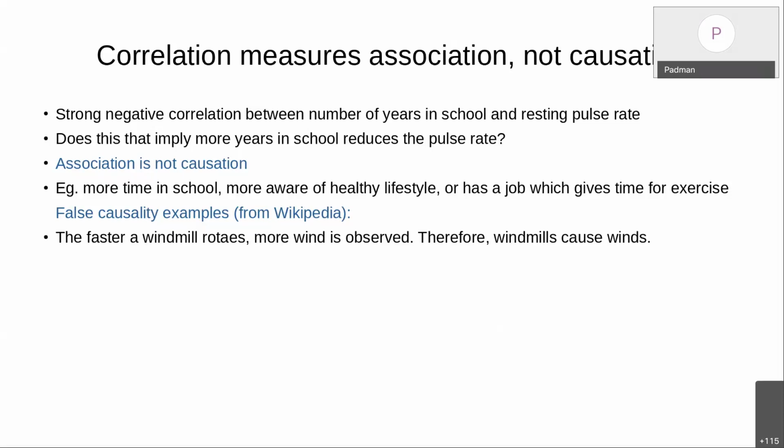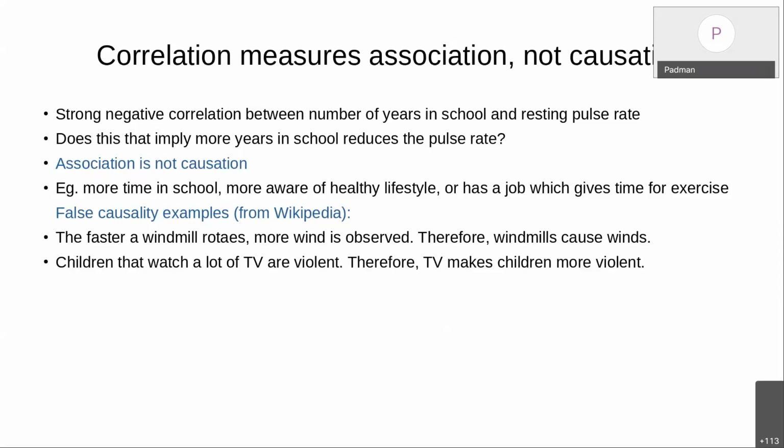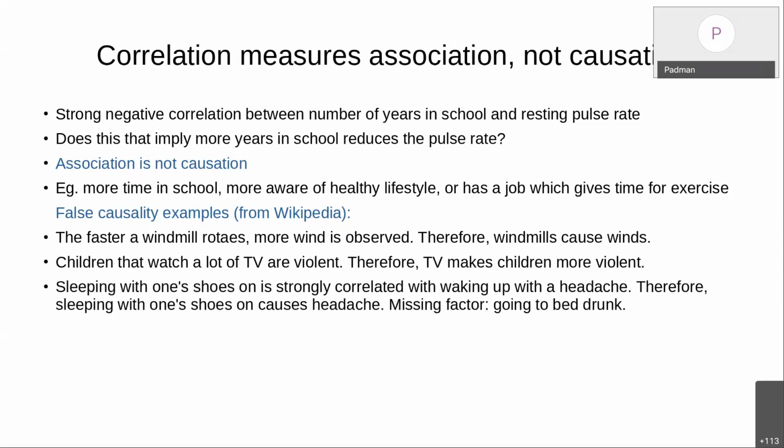Fine. So correlation measures only association. You cannot say that because of correlation something is causing the other thing. Some more examples. Children that watch a lot of TV are violent, therefore TV makes children more violent. Need not be, right? Another example, sleeping with shoes on is strongly correlated with waking up with a headache. Therefore, sleeping with shoes on is causing a headache.